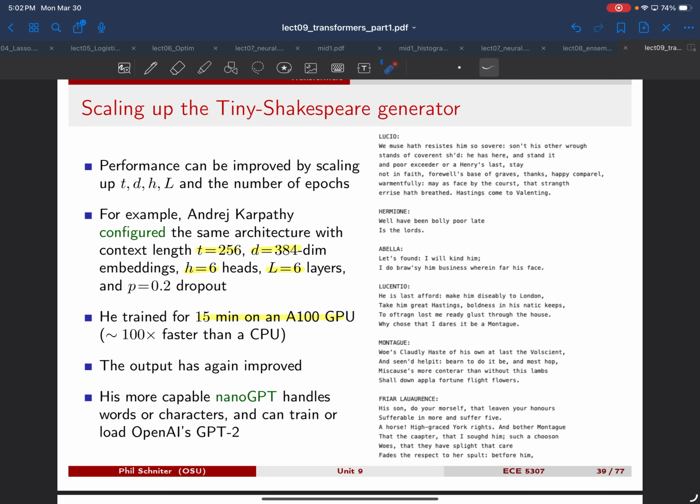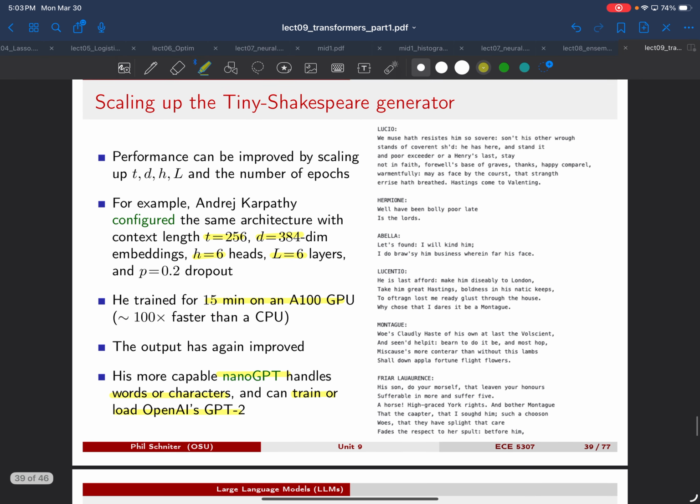But he also has a slightly refined version of his code base called NanoGPT, which is really nice. And that handles both words or characters. And it can load OpenAI's GPT-2 model. And it can actually train that model. If you have enough resources, you can basically recreate GPT-2. We'll talk more about the different models next time. But it's only like 600 lines of code. So it's pretty straightforward. But you can do real stuff with it, actually.